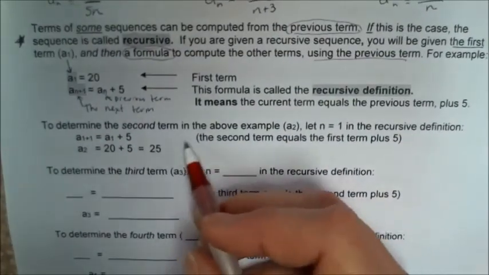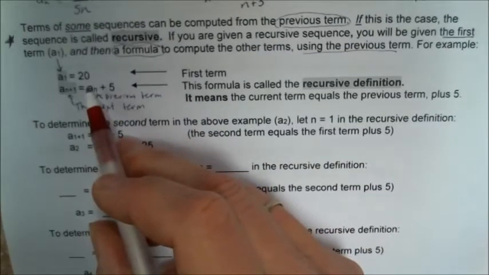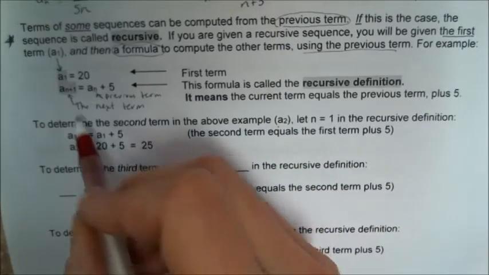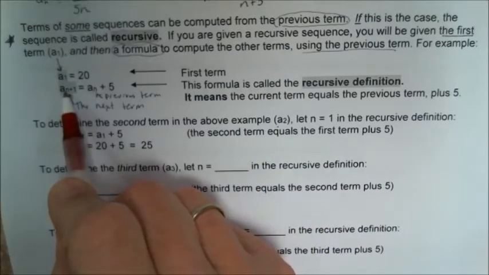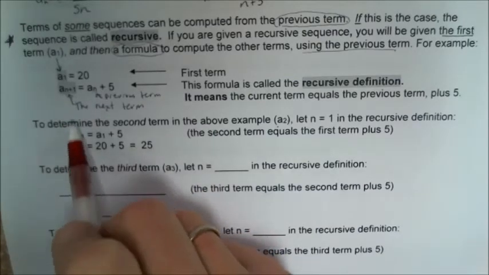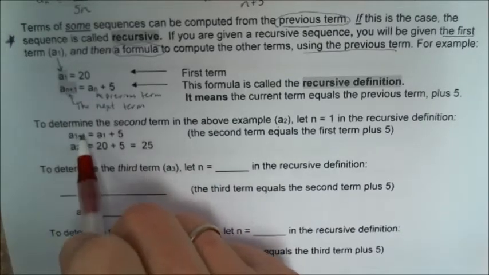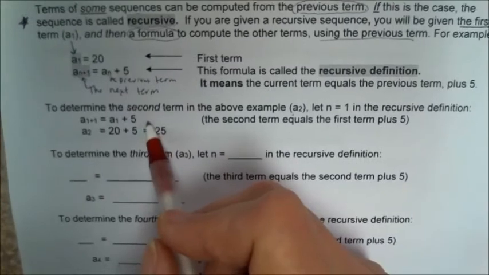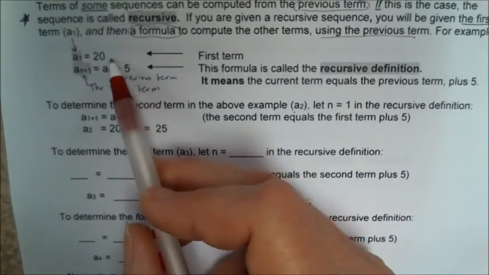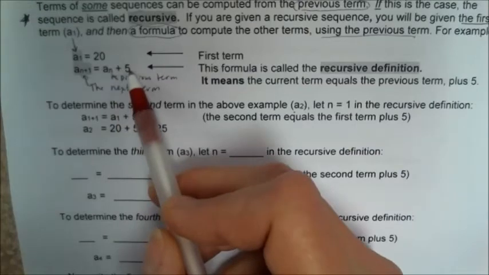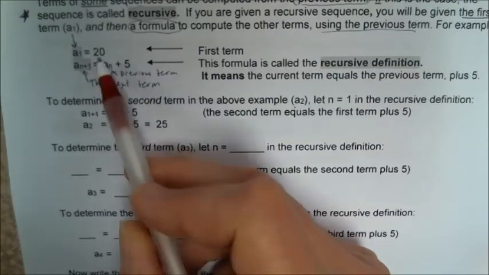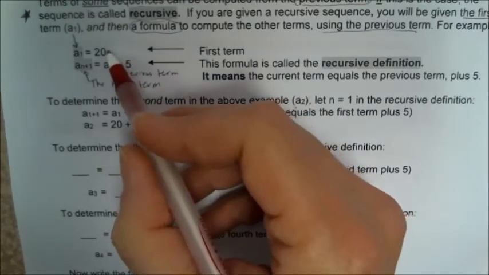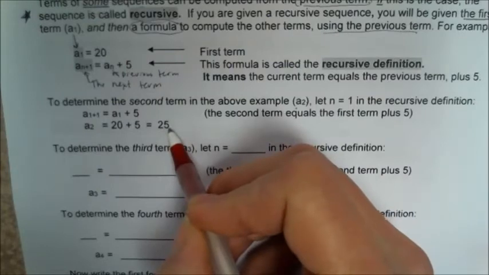So if you want to determine the second term in this above example, the second term is called a sub 2. You're going to let n equal 1 in this definition. So n plus 1, 1 plus 1, is equal to the previous term plus 5. This is a little bit more difficult to explain than it actually is to do. So what you're going to do is take the previous term and add 5 to it. So the previous term is a 20. 20 plus 5 is 25. So the first term is 20. The second term is 25.